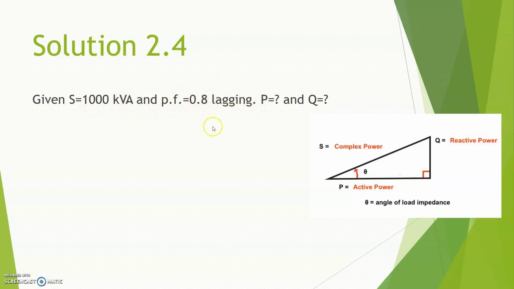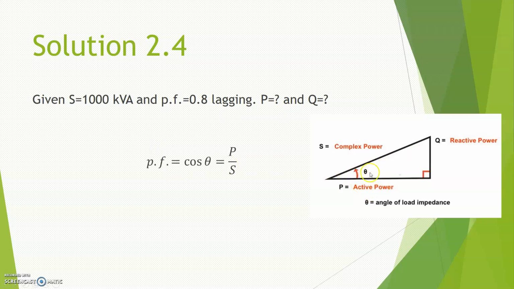In this case, when you know that the power factor is lagging, meaning that it is an inductive load, you also have a positive Q. Then what is the value of P and Q? If you refer to the power triangle, this is the positive Q, and you have P, Q, and S.